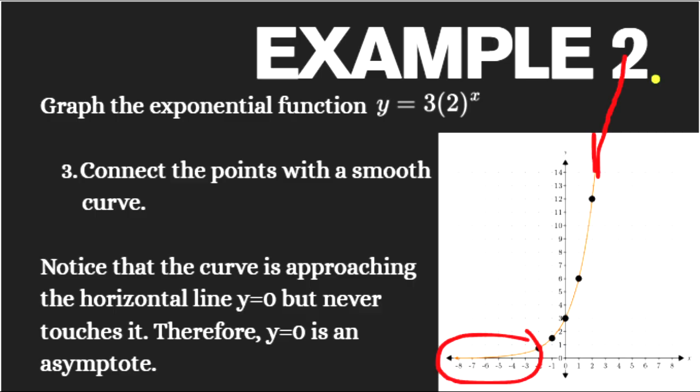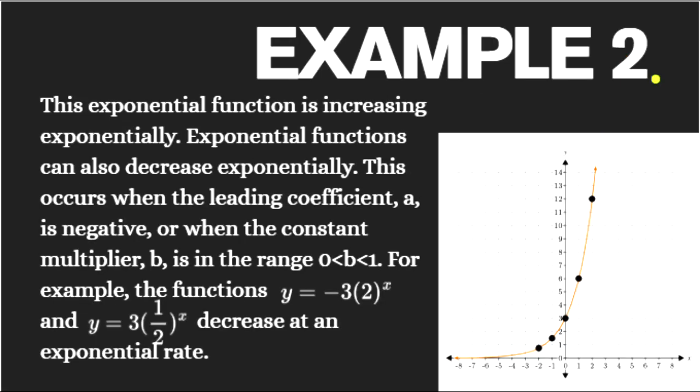Okay. Let me grab my little slider. This exponential function is increasing exponentially. It's going up. Exponential functions can also decrease exponentially, and that would look like this, okay? This occurs when the leading coefficient a is negative. When a is negative, that's a decrease. Or when the constant multiplier b is in the range between 0 and 1. So it's like a fraction or a percentage.